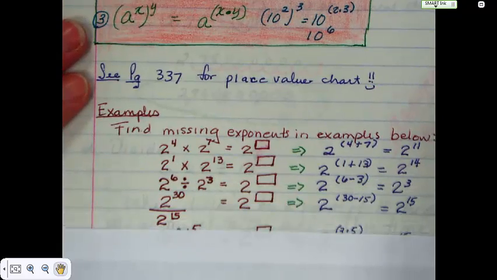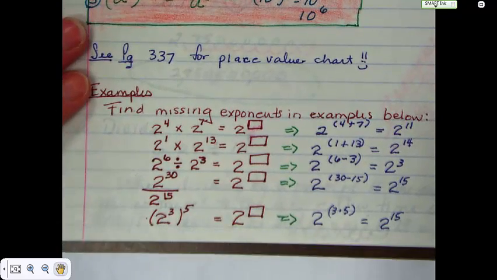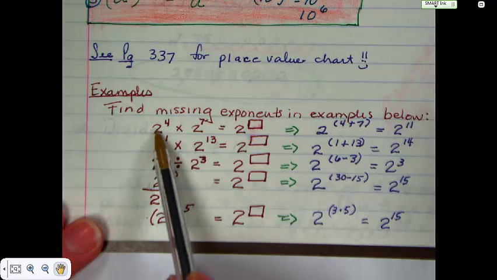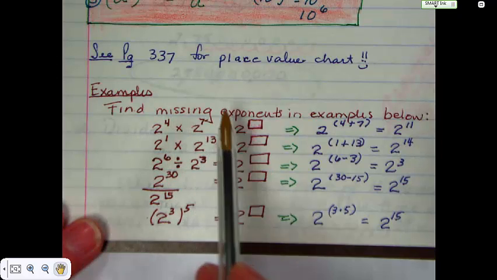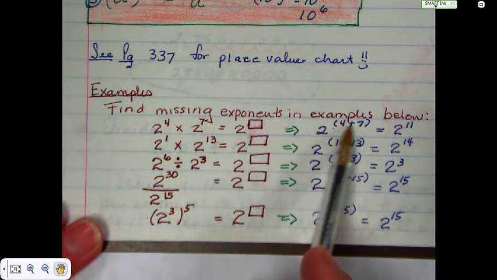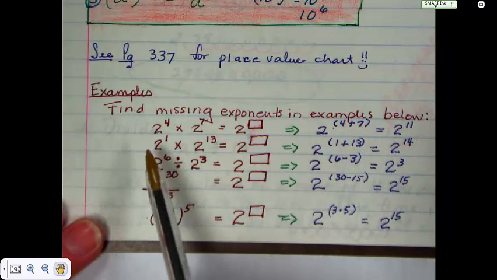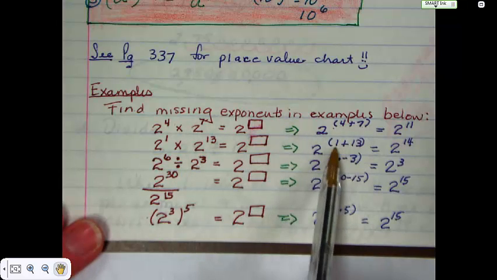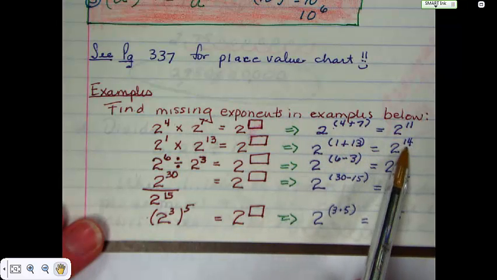Now, we have some examples here where we have to find the missing exponents. I thought probably it wouldn't be a bad idea to look at these. You have 2 to the fourth times 2 to the seventh is 2 to the 4 plus 7, which is 2 to the 11th. 2 to the first times 2 to the 13 is 2 to the 1 plus 13, which is 14.